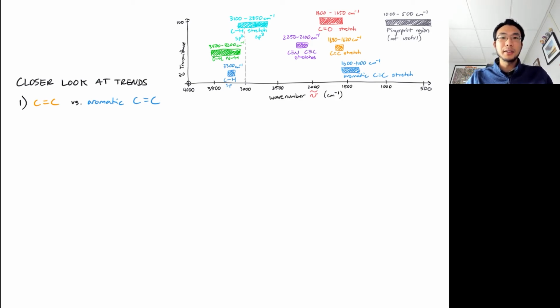So before we get into the practical side of using IR spectroscopy, it's useful to try to understand why certain bonds show up in different places even though they look similar. We'll look at a few of these patterns, starting with the carbon-carbon double bonds. Those were right here.